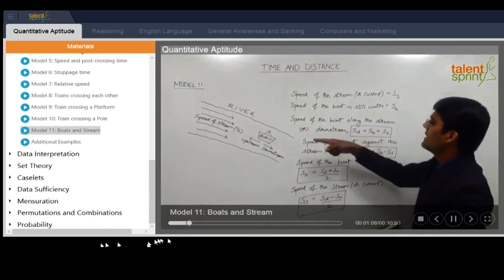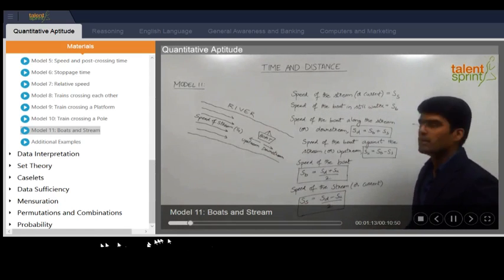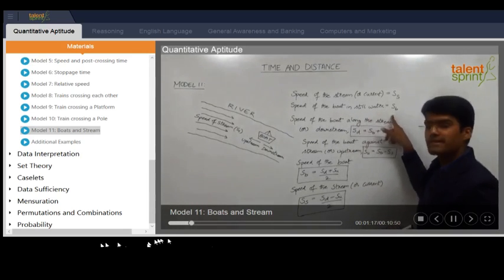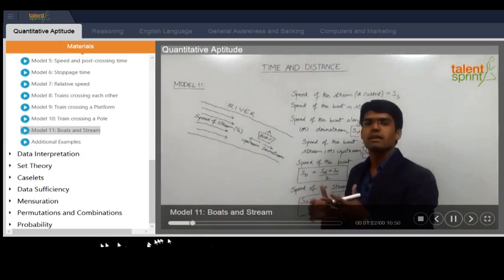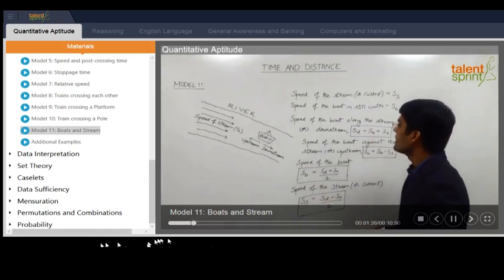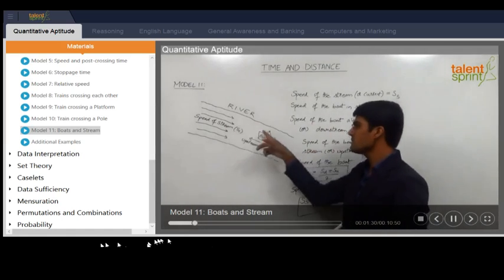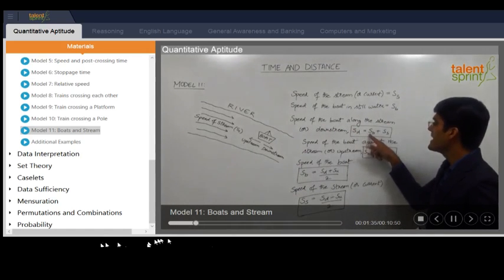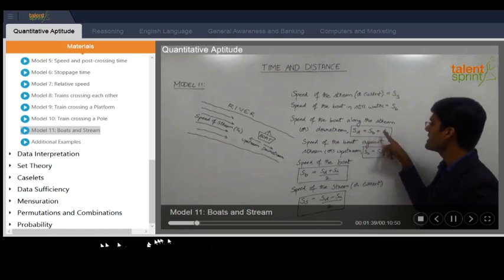Now, as given here, the speed of the stream or the current, or it can also be called the speed of the river, is equal to SS. The speed of the boat in still water is SB. That means when this boat is kept in still water, nothing but a lake, it can move at a speed of SB. So the speed of the boat along the stream, that is downstream, should be taken as SB plus SS. So downstream speed SD is equal to SB plus SS.